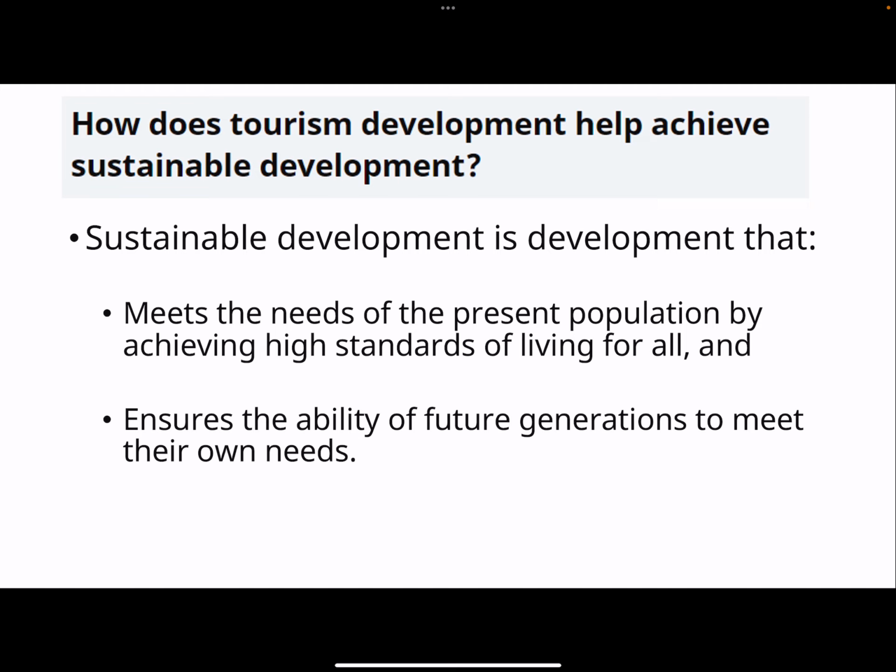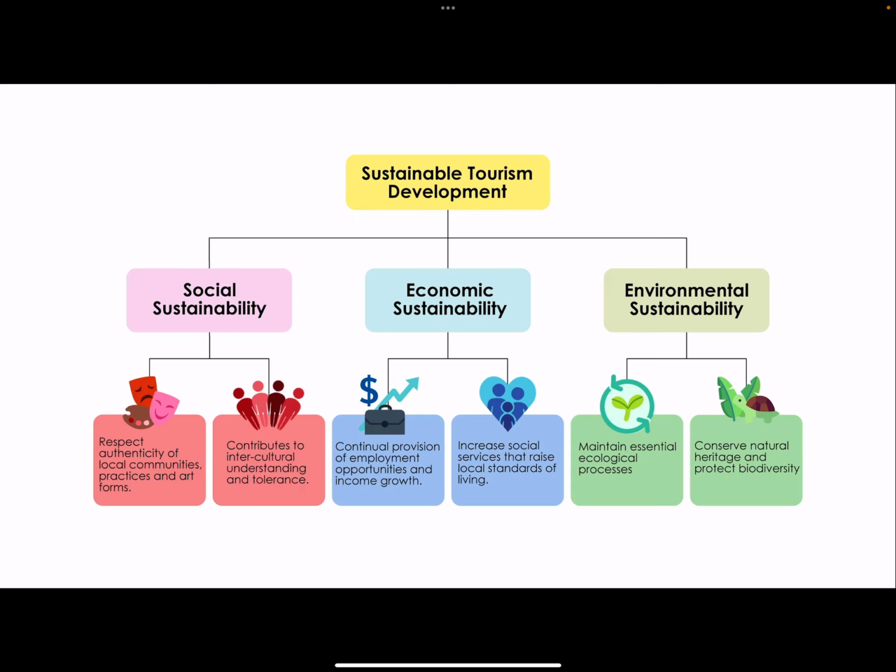Okay, so we'll start with the more simple ones, right? How does tourism development help achieve sustainable development? Okay, so reminder again, what does sustainable development want to do? There are two main things they want to do. One is to achieve high standards of living for all, okay, in the present population. And secondly, they also seek to ensure ability of future generations to meet their needs. Okay, so every generation is taken care of and there's continued progression whereby the future is not shortchanged because of current needs. So that's very important.